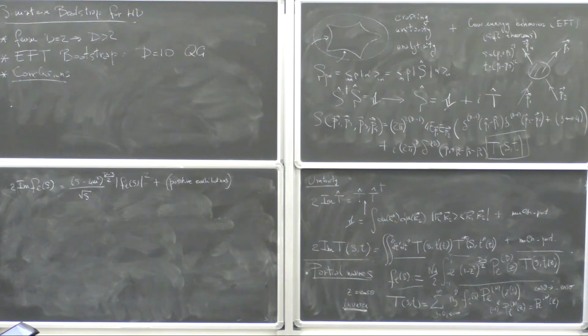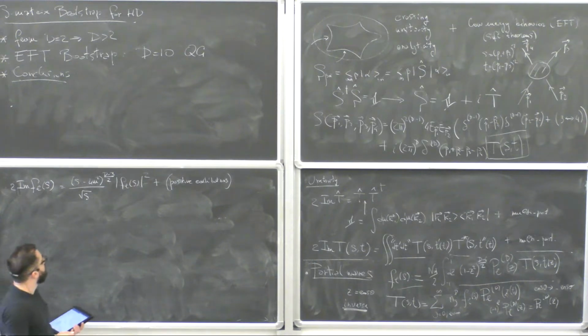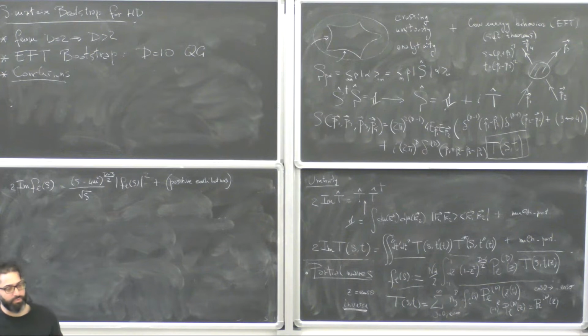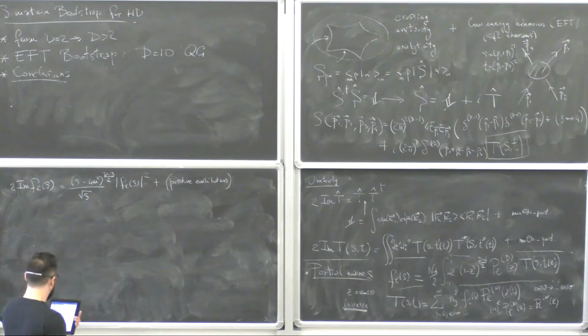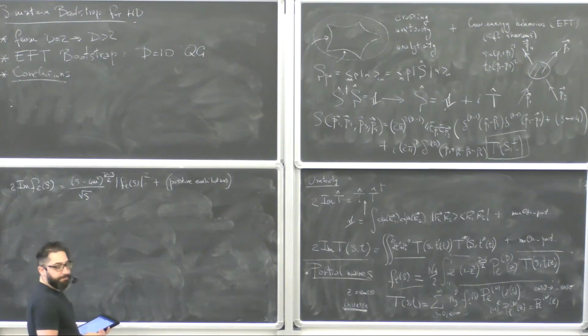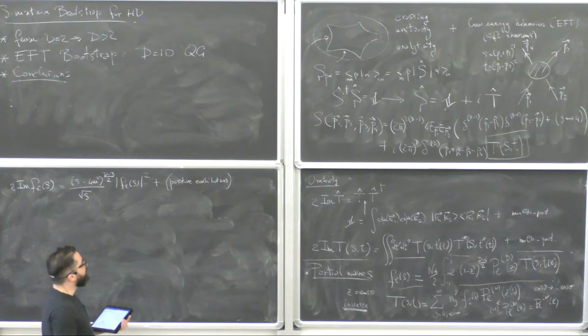For d equals 3, it just goes away. In 2 dimensions, you will get a 1 over square root of S minus 4. Exactly. All right? So this is the unitarity.